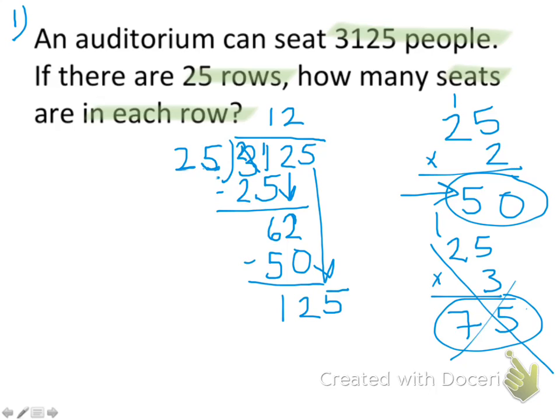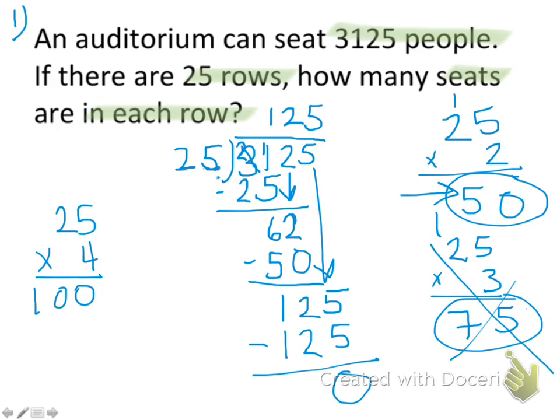Alright, we're back at this hard part again. How many times can 25 go into 125? Well, I know in my head that 25 times 4 is 100. I'll write it down for you: 25 times 4 is 100. So 125 is 1 more than that. So I know that 25 goes into 125 5 times. 5 times 25 is 125. I subtract it and get a remainder of 0. Awesome. We know that there are 125 seats in each row.